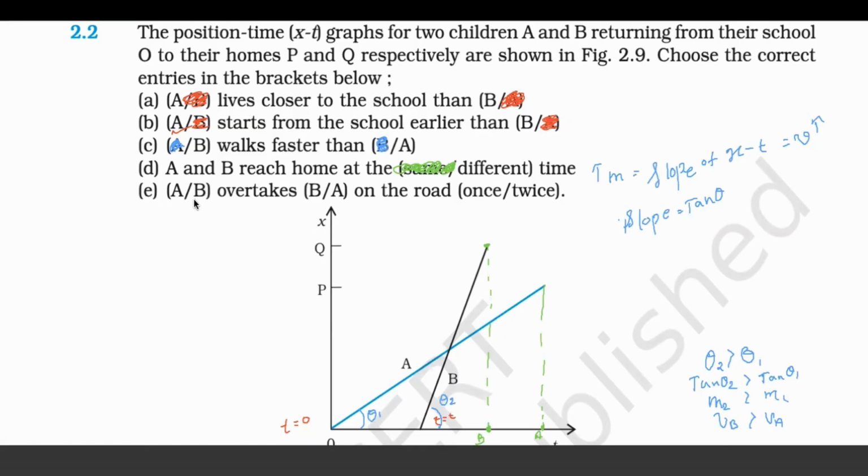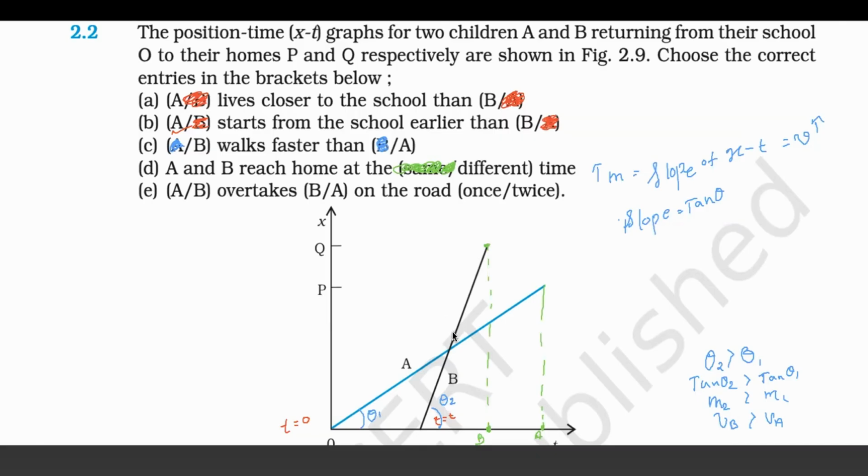Next, does A or B overtake B or A on the road, and how many times, once or twice? Okay, so how many times do they overtake? See, what actually happens is that at the start A is going a little slowly. A is ahead of B at the start, right? Why? A is ahead of B because B has not started yet.